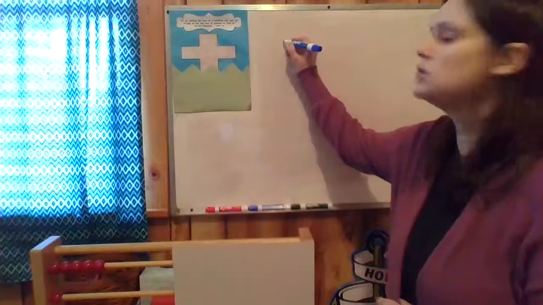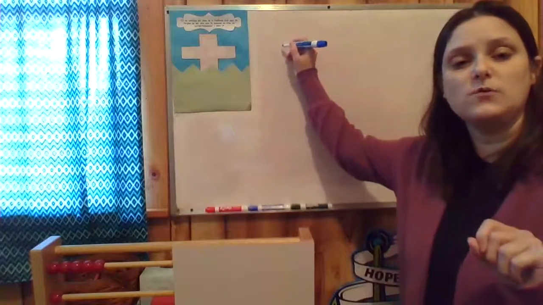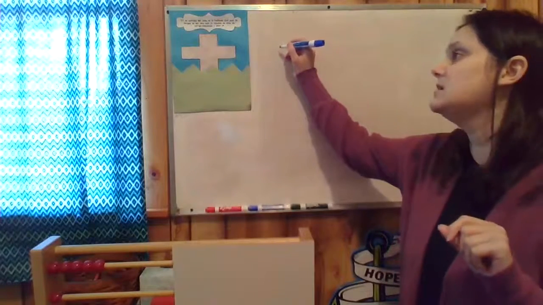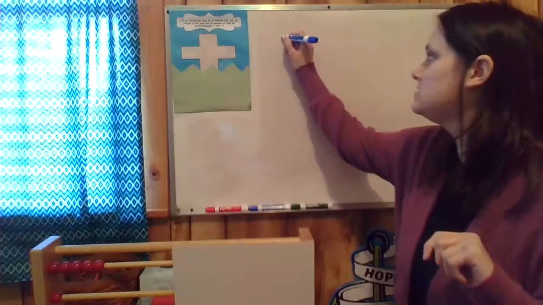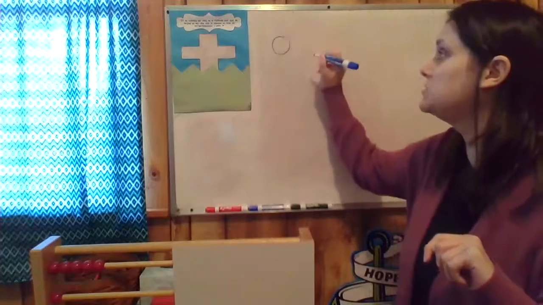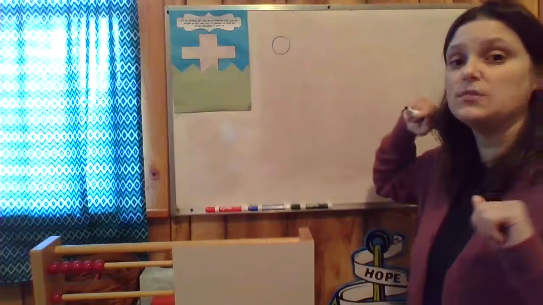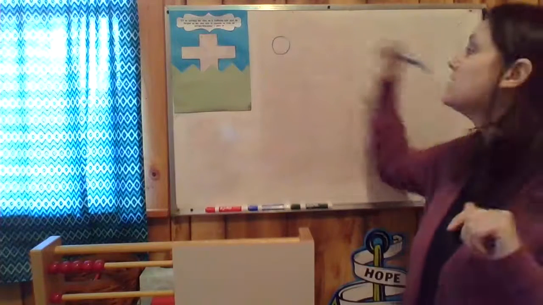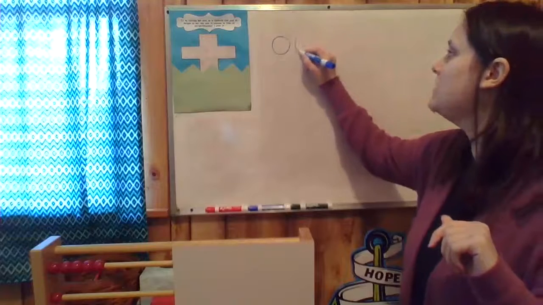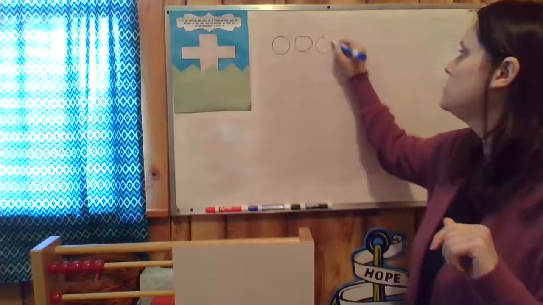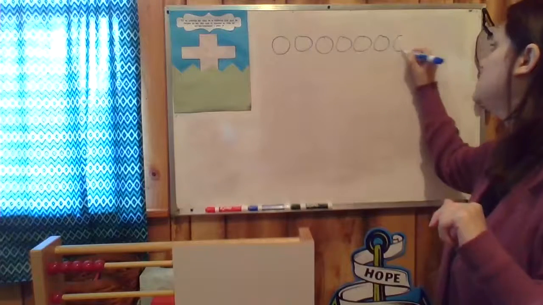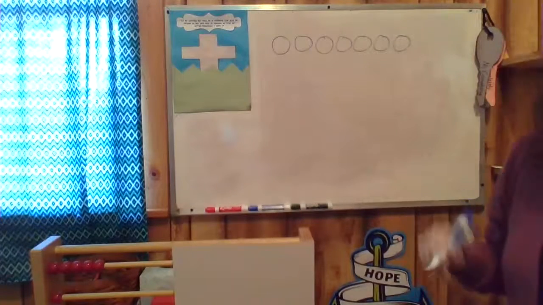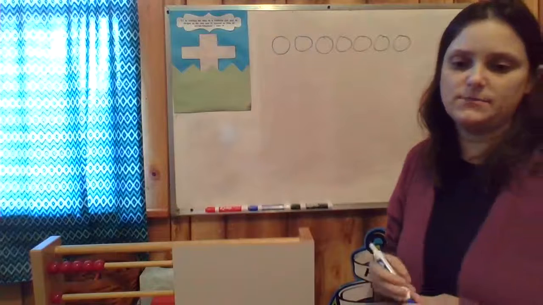So I'm just going to do circles. If you want to show me your great artistic abilities that I know you all have and draw actual apples, that's great. I'm just going to do circles. If you want to do circles, that's fine too. If you just want to do sticks, okay, just whatever you want to do to show 7 apples. So 1, 2, 3, 4, 5, 6, 7. Okay, so that's how many are left in the bowl.